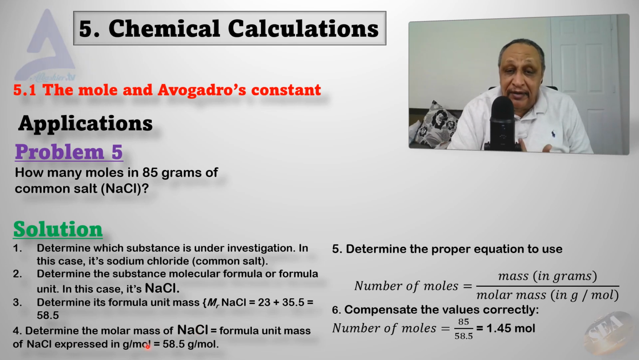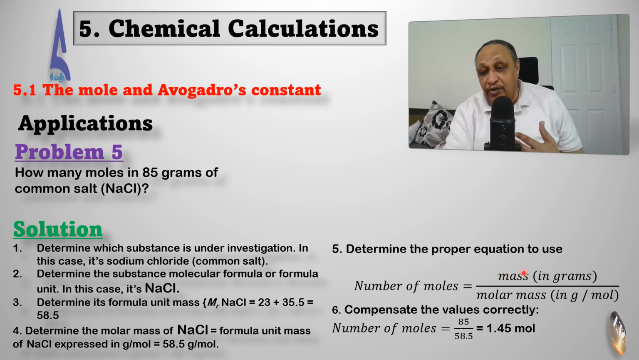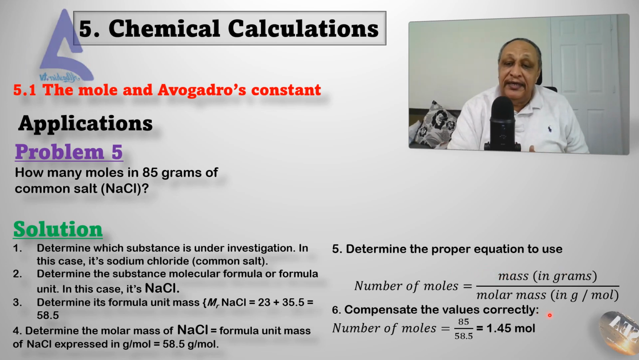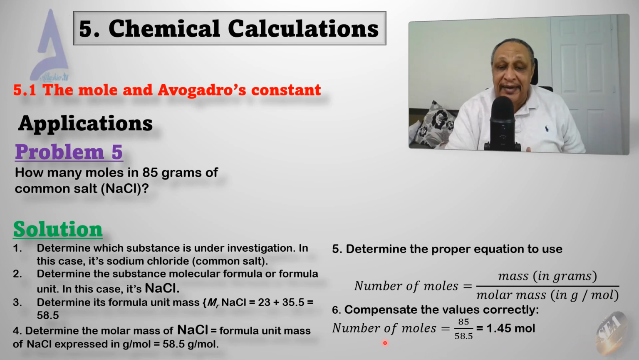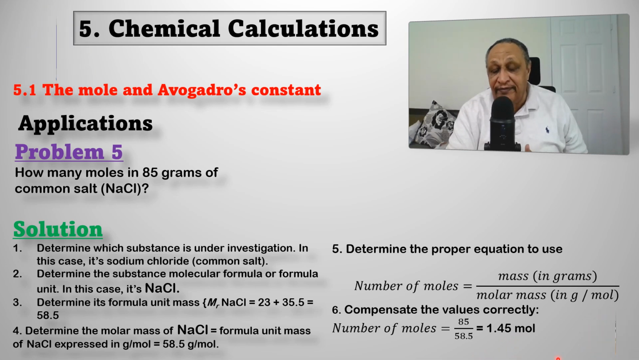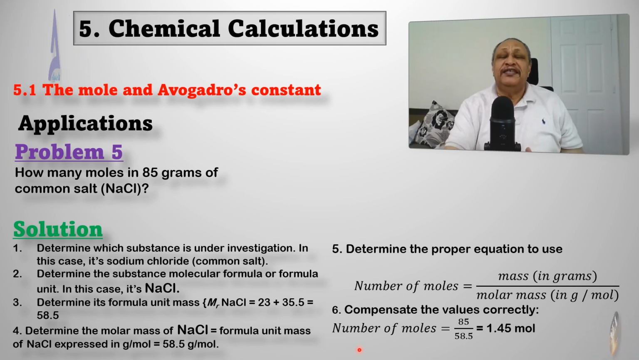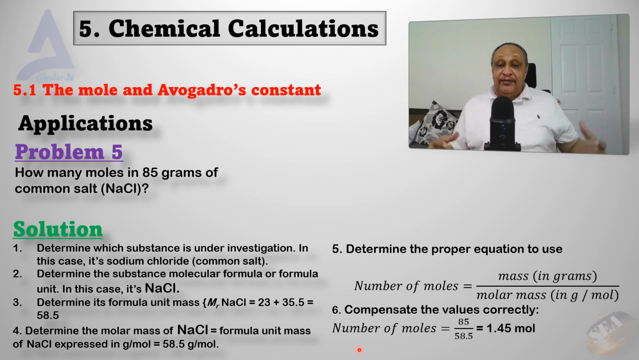When you get the molar mass, you just determine the proper equation, which is the number of moles equals mass in grams over the molar mass, and then you compensate them in number 6. And as we said before, we can cancel this and just say from here it equals 85 over 58.5, which equals 1.45 moles. This is an easy way to do it.